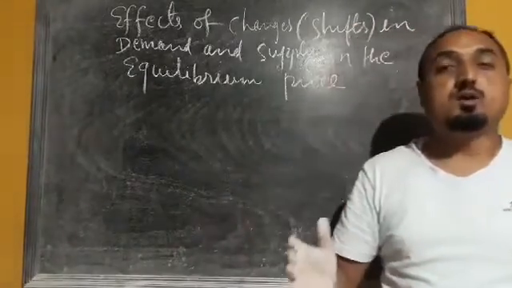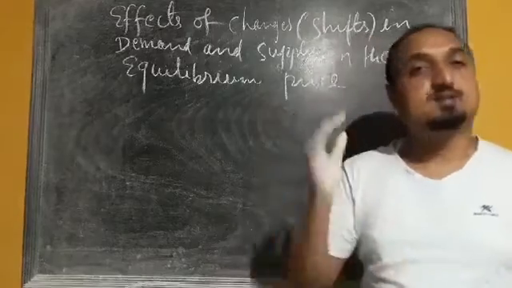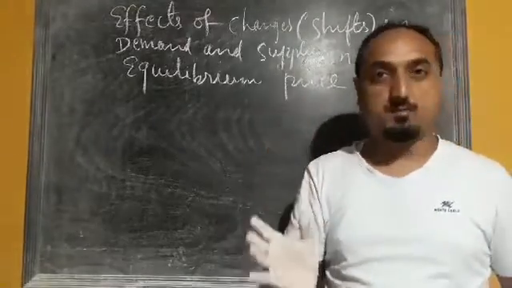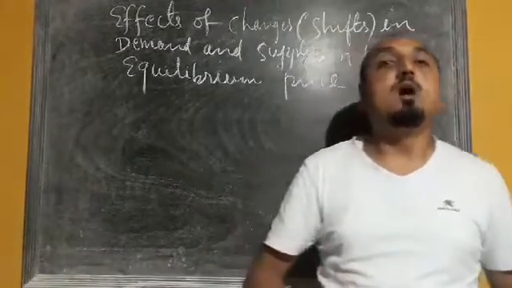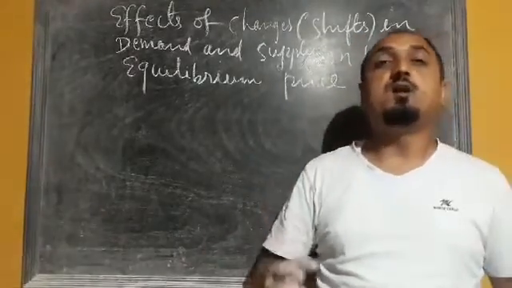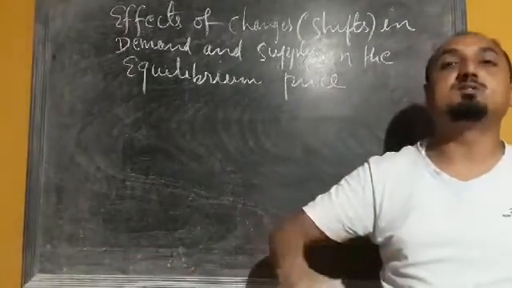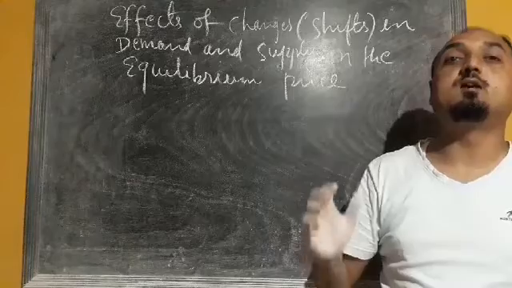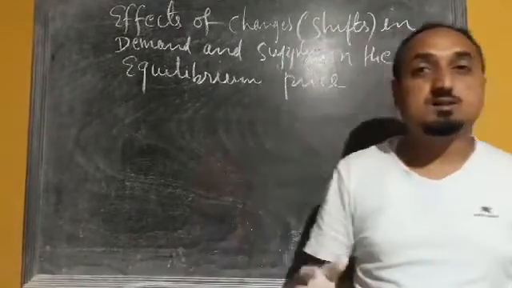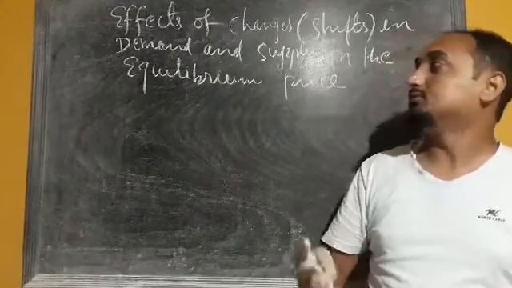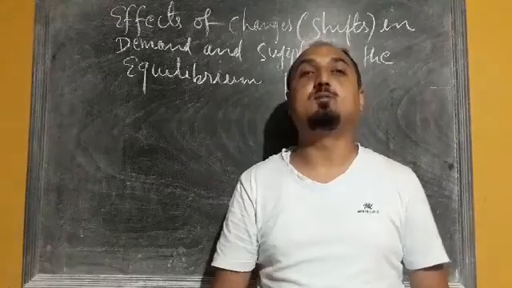Now today we will discuss what will happen if the demand curve shifts and supply remains the same. What will be the impact on equilibrium price? Similarly, we will discuss the second case, where the supply curve is shifting and the demand curve is remaining constant. What will be the impact on equilibrium price and quantity? So we will discuss the two cases today. First we will start with what will happen if demand is shifting and supply is remaining constant.